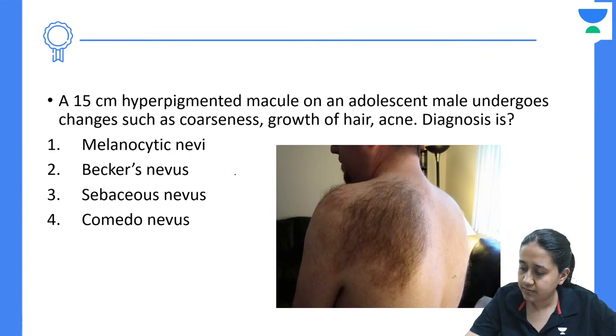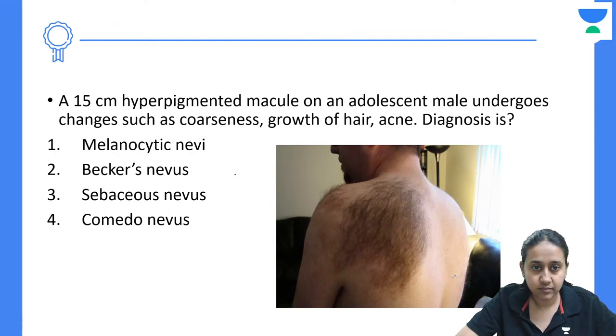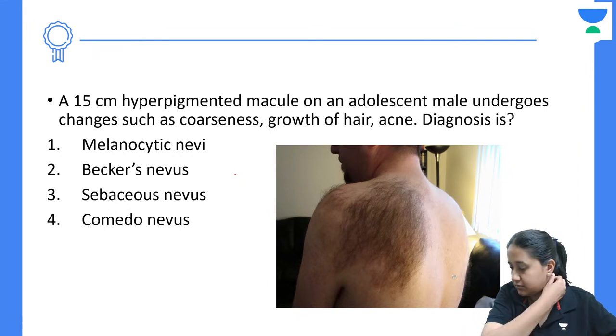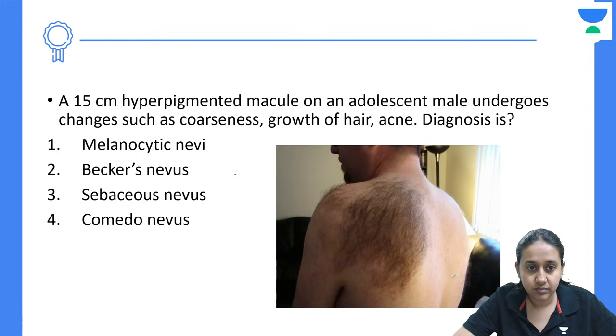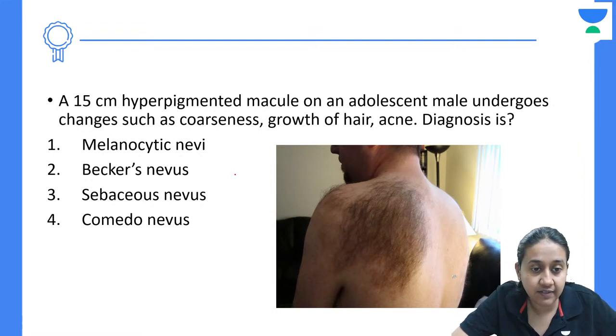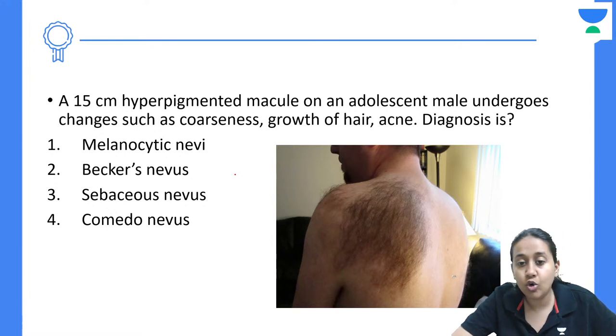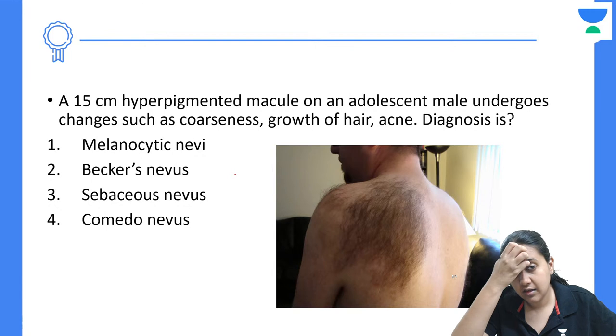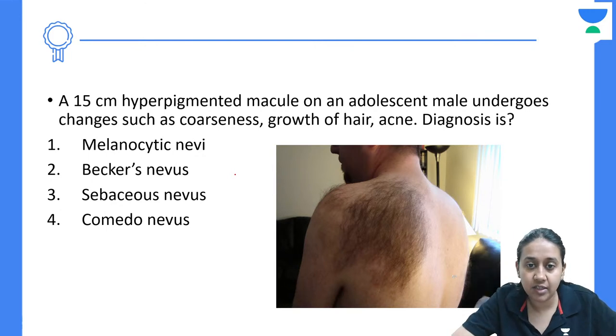This is an easy question. Very nice. A 15 centimeter macule on an adolescent male undergoes changes such as coarseness, growth of hair, acne. What is your diagnosis? Melanocytic nevi, Becker's nevus, sebaceous nevus, or comedo nevus. A 15 centimeter hyperpigmented macule on an adolescent male undergoes changes such as.